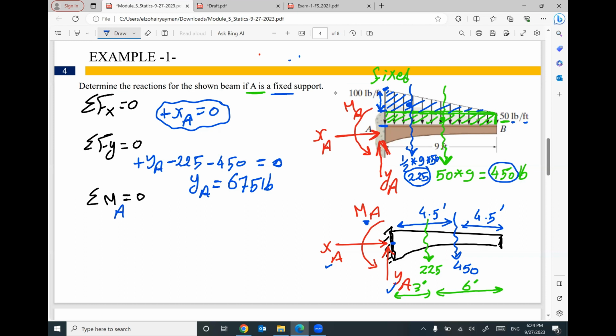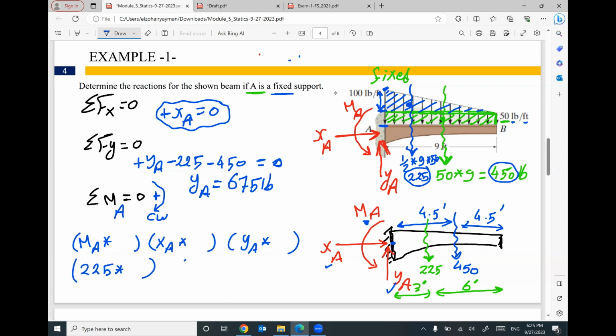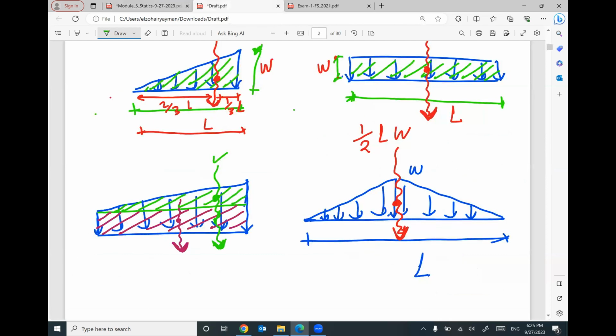I will assume my clockwise rotation is my positive. Then I will start. I have MA times what? I have XA times what? I have YA times what? I have 225 times what? I have 450 times what? Equals 0.